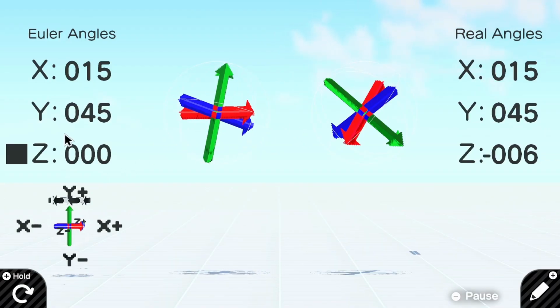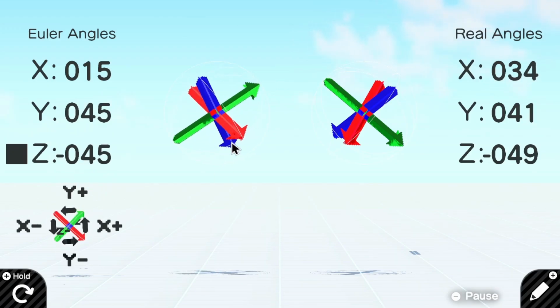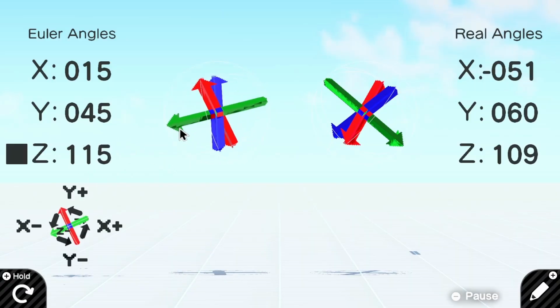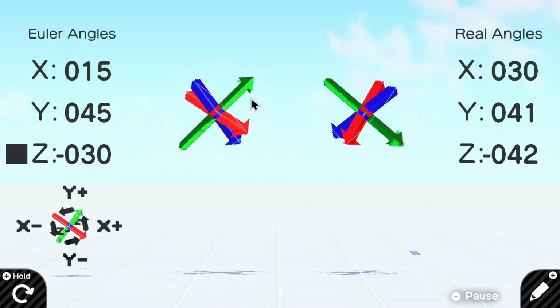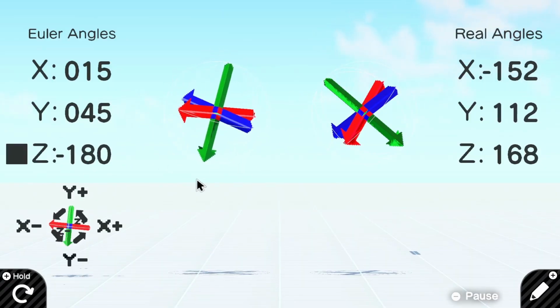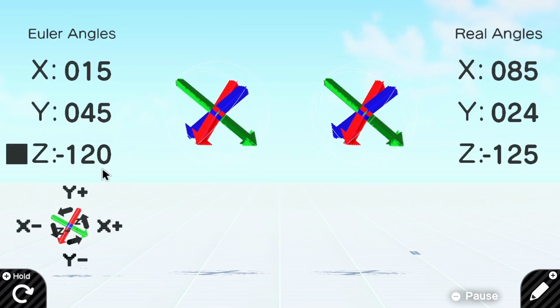And then if we try to rotate it around z, it will now rotate around the world's z-axis instead. You'll see if we try to rotate it positively, it's going to rotate like that. And if we set it down to negative 120, we're going to end up with the same configuration as before.